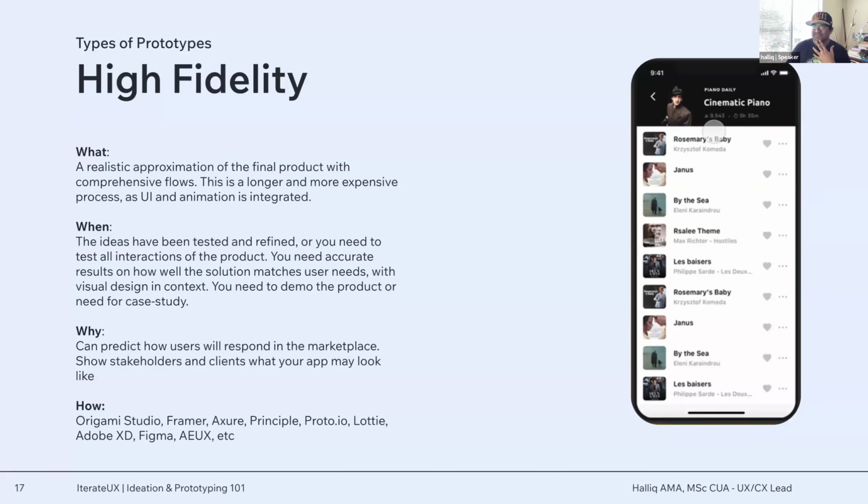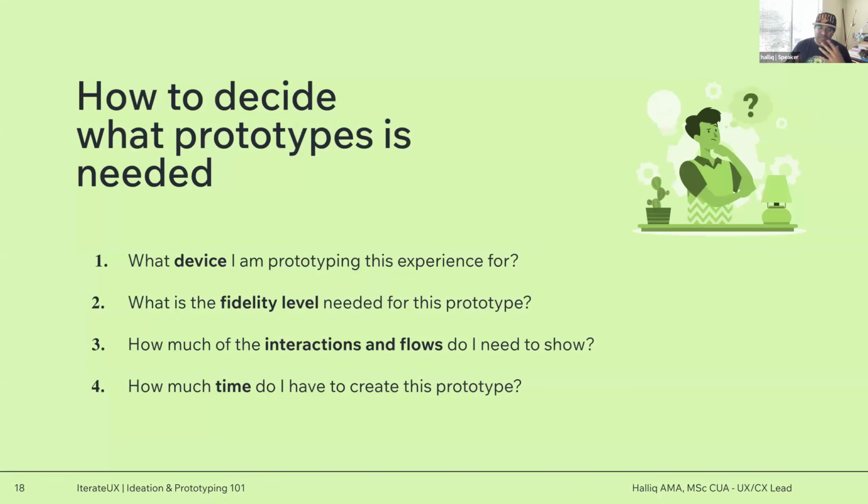So how to decide what level of fidelity to use or which ones to prototype, right? You should probably ask these four questions: what device am I prototyping this for, what is the fidelity that I want, which depends on what my purpose is, and what are the interactions and flows, do I need to do everything? I usually recommend focusing on maybe 4 to 6 core experiences.